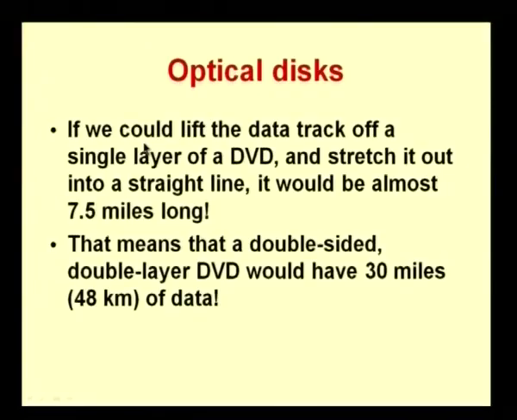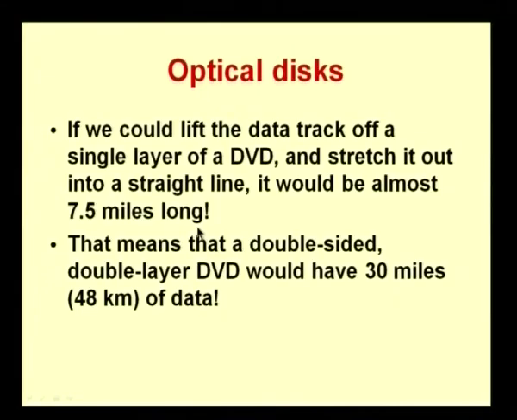Okay. So this is some interesting information that you can look at. Suppose we were to lift the data track off a single layer of a DVD and stretch it out into a straight line. It can be almost up to 7.5 miles long, which means if you have a double sided double layer DVD, that means 7.5 into 4. Okay, so you will have about 30 miles of data. So that is the amount of data that we are actually storing on the DVDs. That is some interesting information for you to look at.